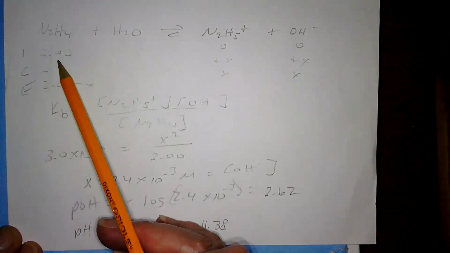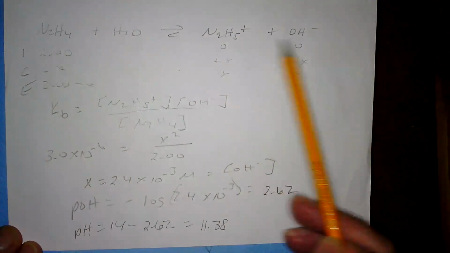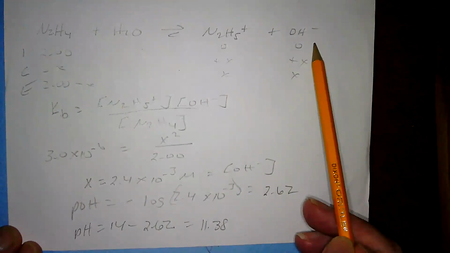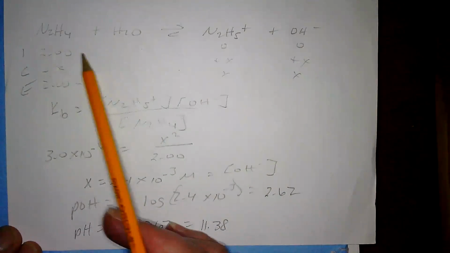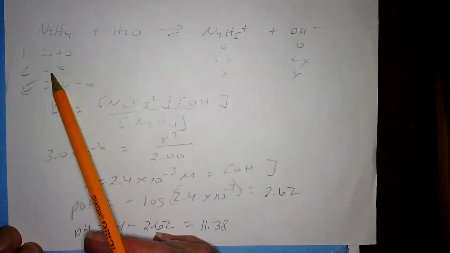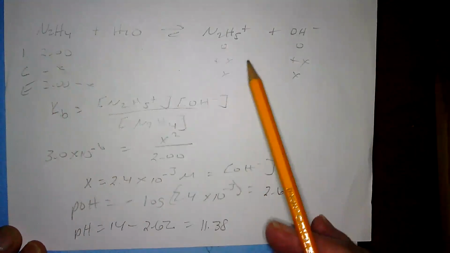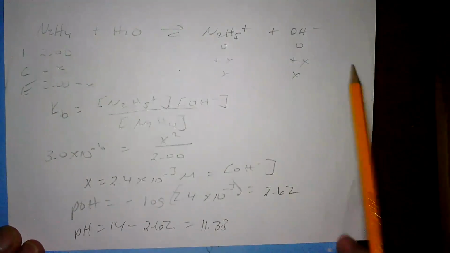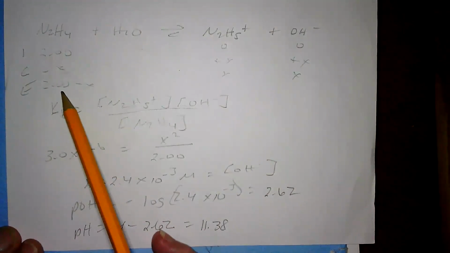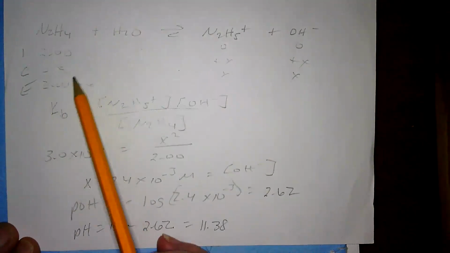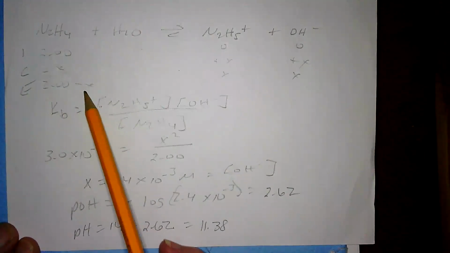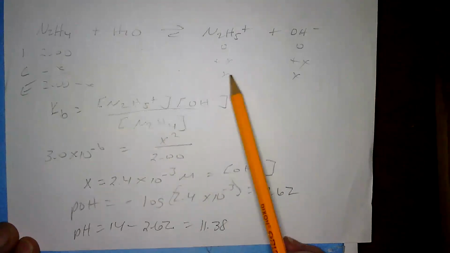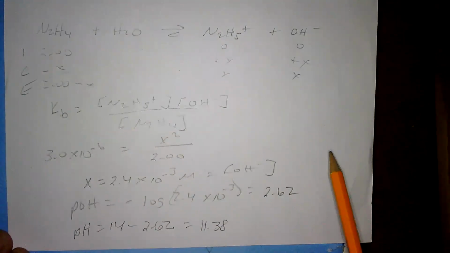So the initial concentration is 2.00, and there's nothing on the product side yet. Only a little bit of our base is actually going to go through this reaction, so minus X, and we're going to produce X and X. It's all stoichiometric, 1 to 1 to 1. So at equilibrium, our base is 2.00 minus X, but again, this X is going to be insignificant, so we're not going to include it. And we've got X and X for our products.